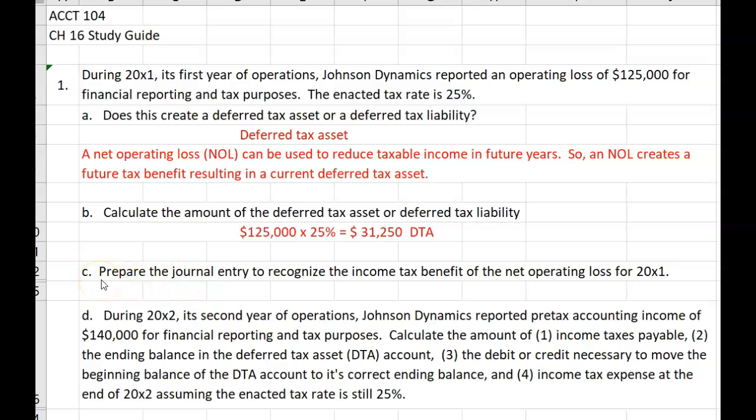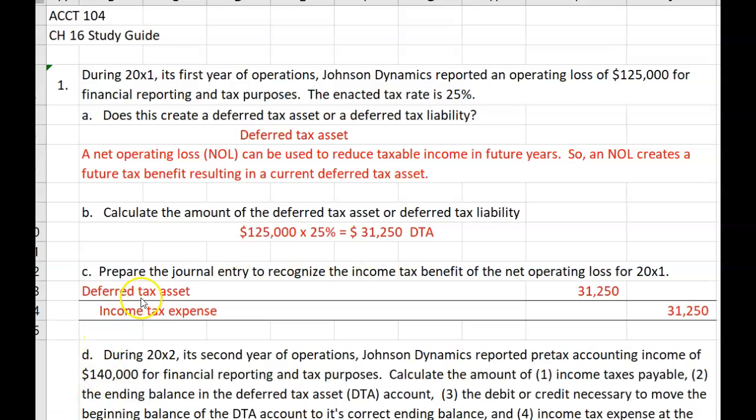Number C, prepare the journal entry to recognize the income tax benefit of the net operating loss for 20X1. We need to debit the deferred tax asset for $31,250 to move its beginning zero balance to a $31,250 debit ending balance.